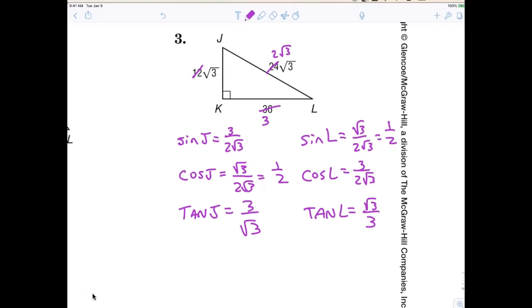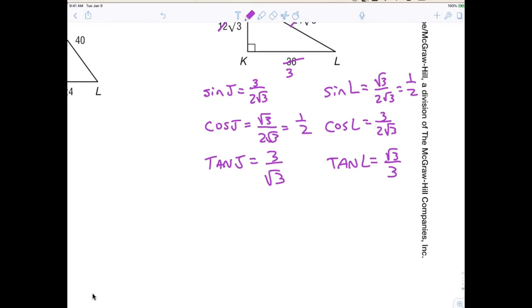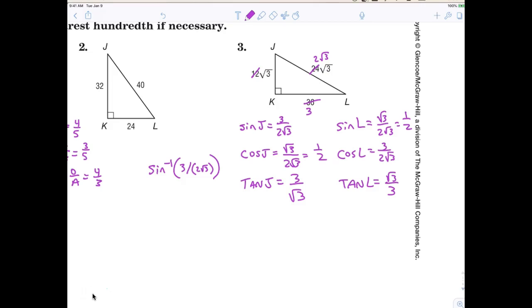All right? So when you type this in, the sine of J, you would type in inverse sine 3 divided by parentheses 2 radical 3 close parentheses. Should be 60 degrees. If you didn't get 60 degrees, then that just means you don't know how to use your calculator. All right? Now, just for practice, go down and do inverse cosine, and make sure you're getting 60 degrees.